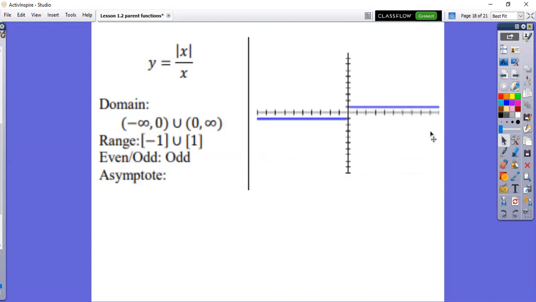This is a function that you may come across when we're talking about limits. So this is the graph of absolute value of x divided by x. Basically what this is saying here is if x is positive, you get 1. If x is negative, you get -1. And if x is 0, this does not exist because you can't divide by 0.